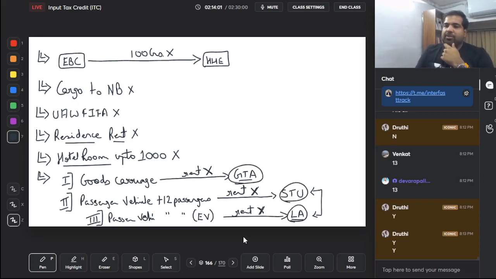And last, again, passenger vehicles more than 12 to local authority, but guys, in the case of local authority, it should basically be electric vehicles. How will you remember? Local authorities like electric vehicles. Is this clear, guys? Please tell me, is this clear?